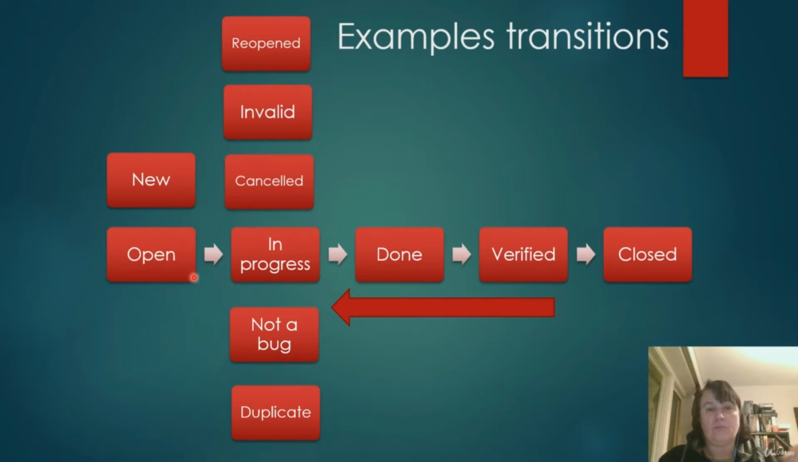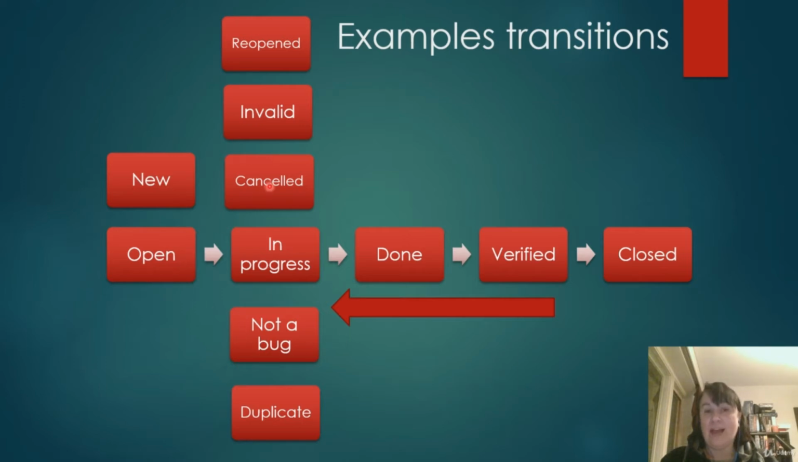From the open stage, this is kind of the ideal flow. We'll go into in progress. That means it's assigned to somebody who is doing something with it, either fixing it, reviewing it, or trying to do something. Done means that person is finished with fixing it. Verified means that QA approved of that fix. And closed means that the verification was confirmed and the bug is closed, so it's not really in the flow anymore. Of course, there are other options as well.